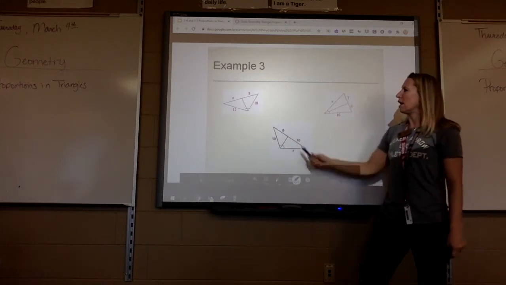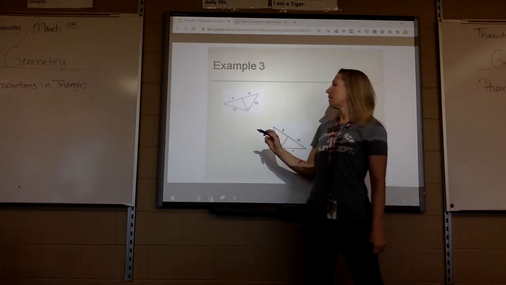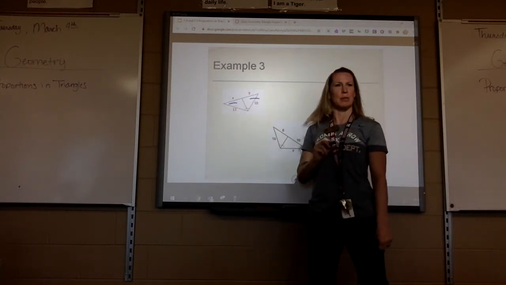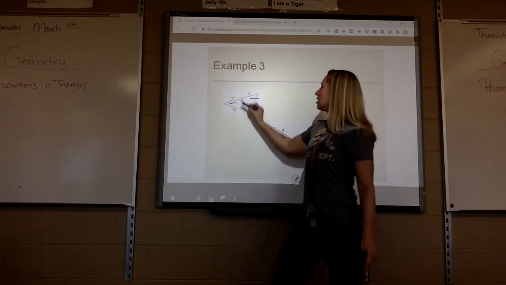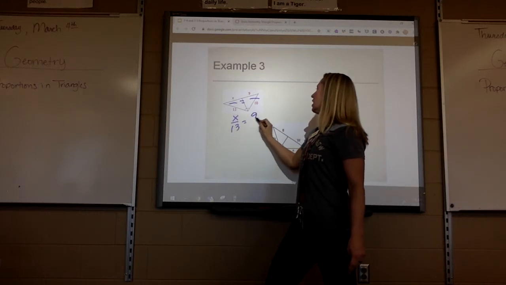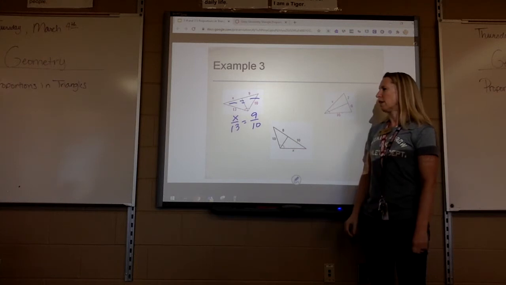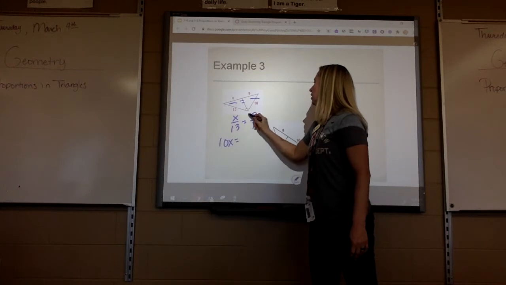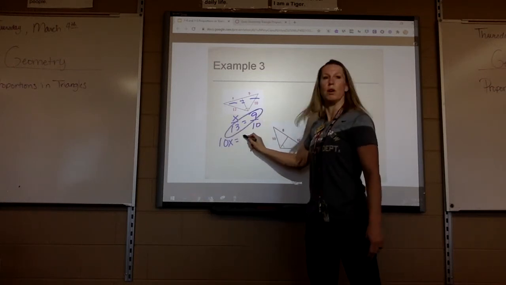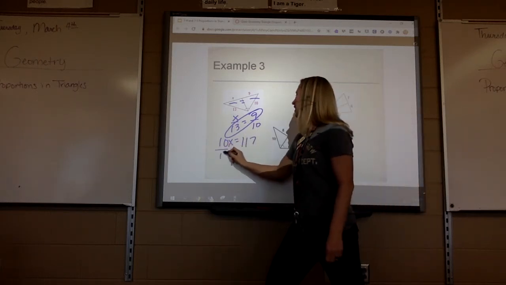Okay, how do you see this proportion? x over 13. That's how I see it. I could just put the line. But you could also go left to right, either way. So x over 13, 9 over 10, cross multiply, and solve. I don't have a calculator, so I don't know 9 times 13. 117. Divide by 10.